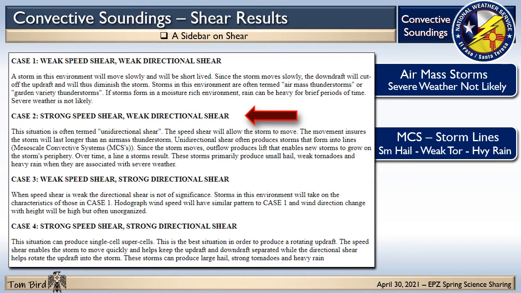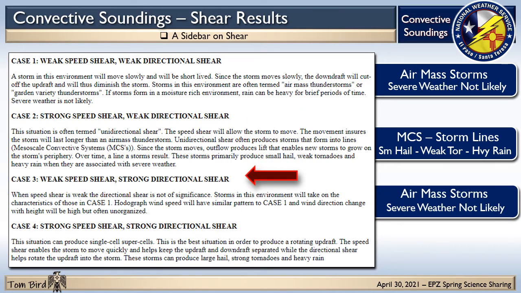Then if you go down to the weak speed shear, but strong directional shear. If you don't have speed shear, you're pretty much just going to have the general air mass storms with severe weather not likely, and just a pulse severe here and there, but nothing really organized. So again, you're back to more short-lived type environmental storms.